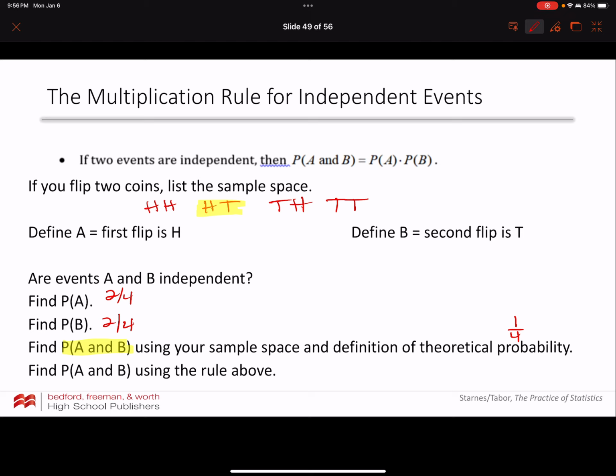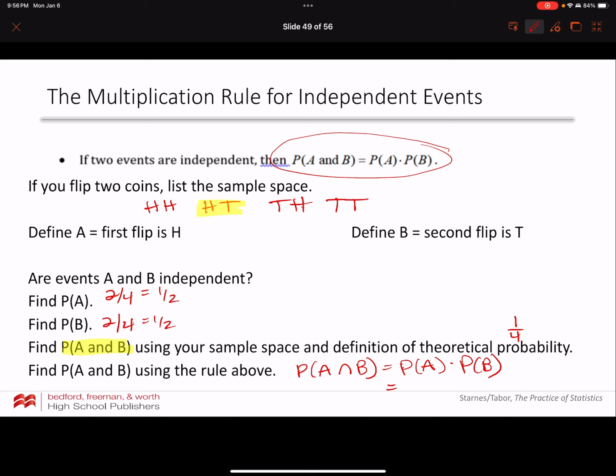Now, find the probability of A and B using the rule above. Because I proved a couple minutes ago that A and B are independent, if I want the probability of A and B, I can just take the probability of A and multiply by the probability of B. Again, I know you're tired of hearing me saying it, but I can only do this because they're independent. So the probability of A was, let me reduce these to make it easy, 1/2. The probability of B was 1/2.